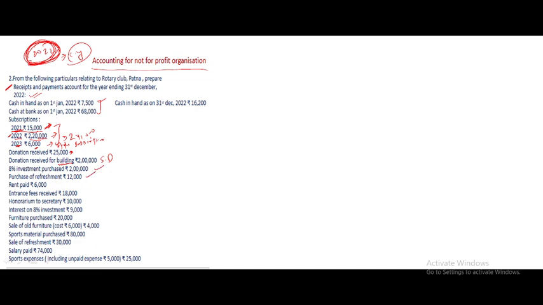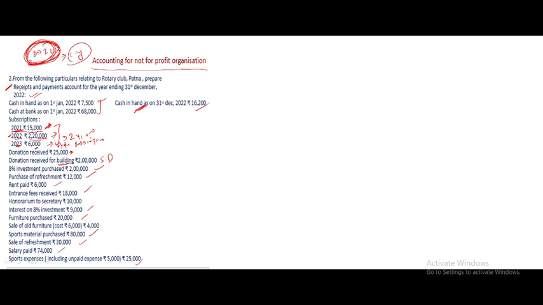Purchase of refreshment 12,000, rent paid 6,000, entrance fee received, honorarium to secretary, interest on investment, furniture purchase, sale of old furniture, sports material purchase, sale of refreshment, salary paid, sports expense including unpaid expense 5,000, total 25,000. Cash in hand as on 31st December 2022 is 16,200. Okay, this is the closing cash balance.